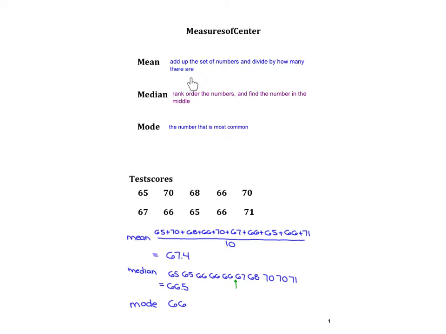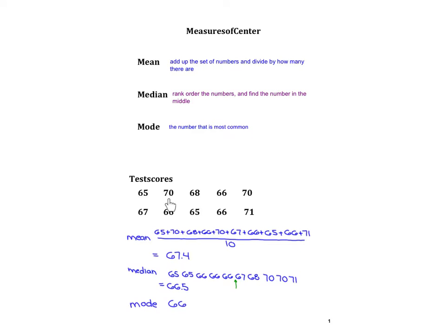The mean is really just the average of the numbers. So we add all the numbers up and divide by the number of numbers. The median is where we rank the numbers in order from least to greatest and find the middle of that ranking. And the mode is the one that's most common. So let's look at a few examples.